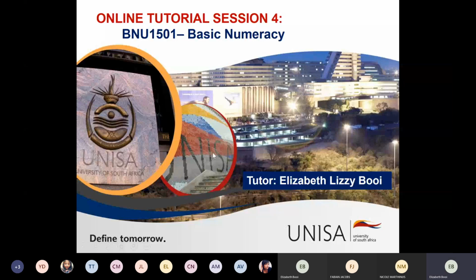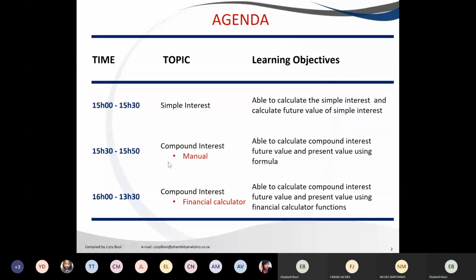Okay, so let's start with today's session. In the first 30 minutes, we're going to look at simple interest, and then we're going to take about a 5-minute break in between and then come back and do the compound interest. We might take 10 minutes, but it won't be the real 10 minutes. During that period, you will be doing some exercises. So feel free to stand up, do anything you want to do. And then we will start again at 4 o'clock when we look at how to use your financial calculator to calculate the compound interest.